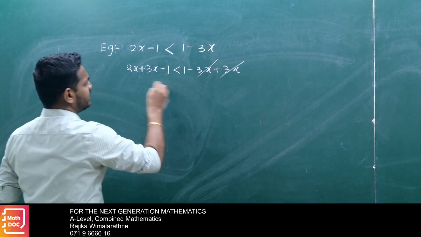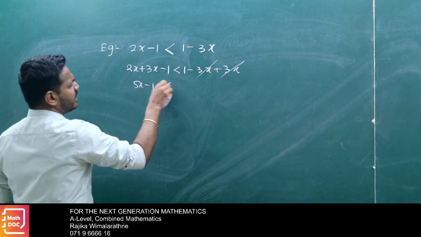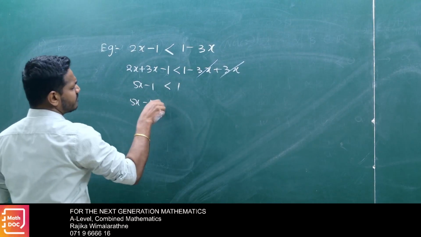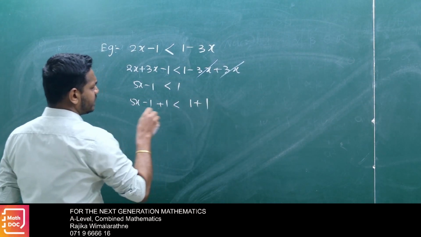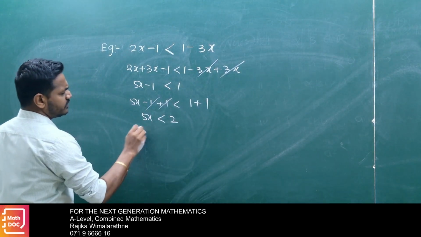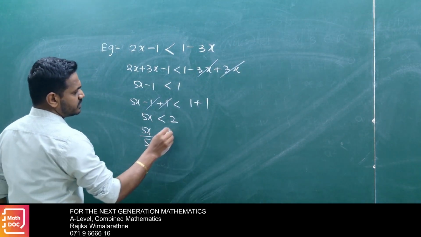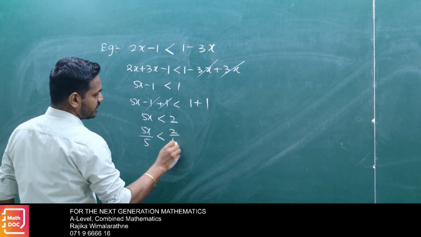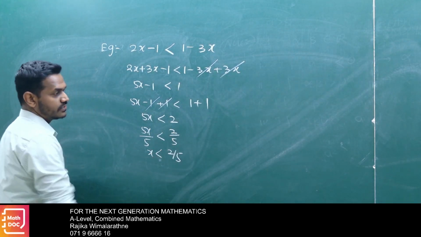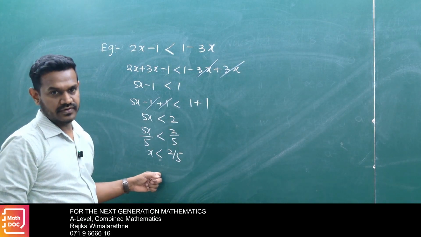Then we can cancel these two. Here 5x minus 1 less than 1. Now add 1 to both sides, without changing the sign, we can do this. Now divide by 5. It is a positive value, so without changing, we can do that. x less than 2 divided by 5. That's how we evaluate.